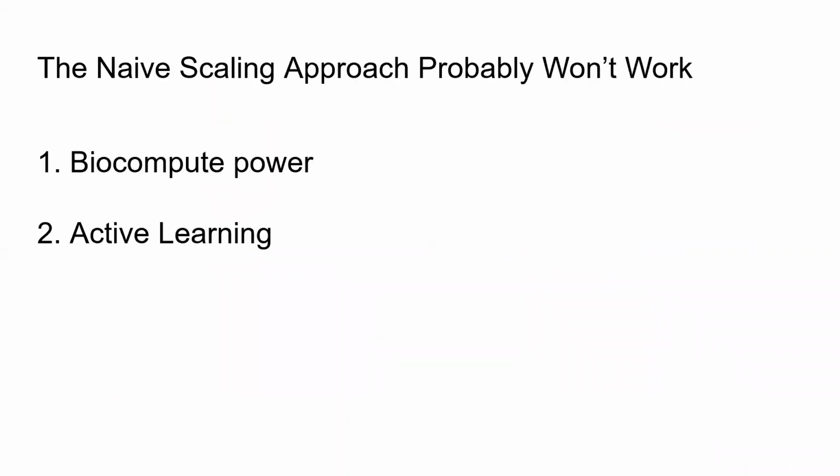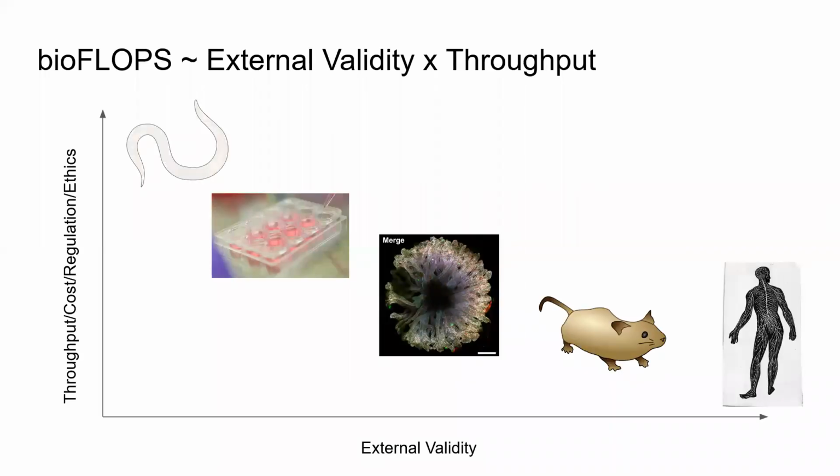But I don't think, and so you might call this view the scaling approach or the scaling hypothesis of biomedicine, and I don't think this naive scaling approach will work for two primary reasons. One is what I'll call biocompute power, and the second is what I'll call active learning. That's the term that's used. So by biocompute, I mean what systems generate the data, the training data our models are fed.